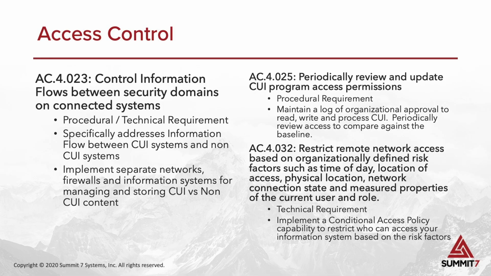Okay. And then finally on the AC side is .032, restricting remote network access based on organizationally defined risk factors such as time of day, location, physical location, network connection state, and measured properties of the current user and role. What this is really about is implementing what we call conditional access policies, the ability to control where someone is connecting from and what kind of device they're connecting from. Maybe you don't want people connecting from their home to your environment. Mm-hmm.